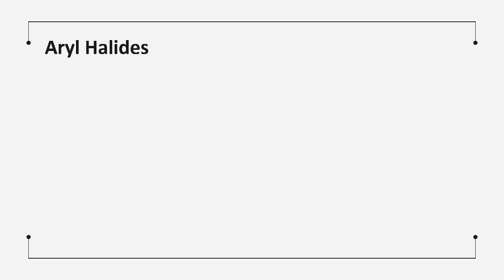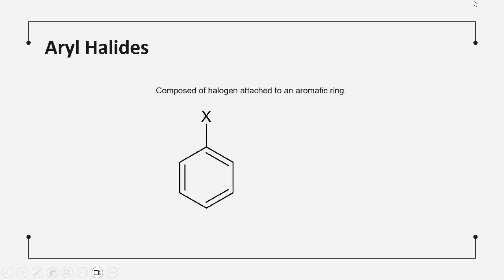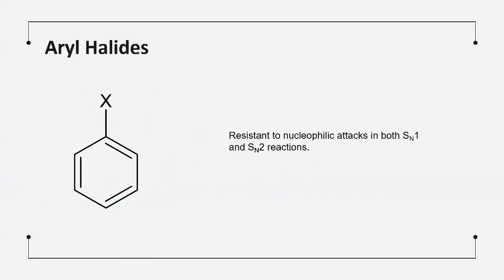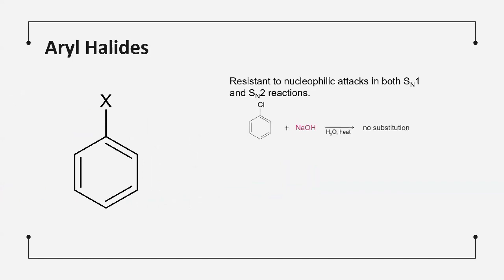So, now that we're done sa phenols and amines, actually, let's head over sa aryl halides. So, aryl halides are very easily distinguishable since their structures are composed of a halogen attached to an aromatic ring. So, aryl halides are known to be very resistant sa nucleophilic attacks, both SN1 and SN2. This is because of three specific reasons.